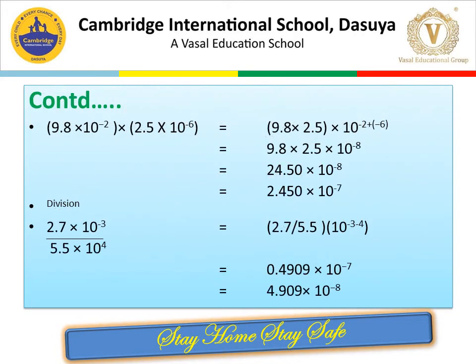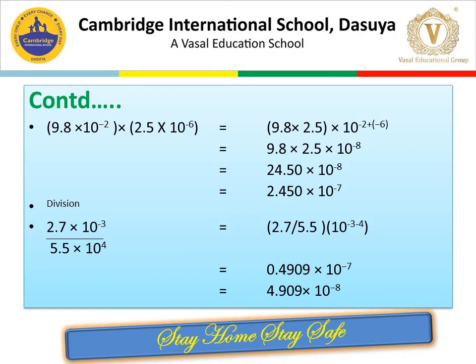We will take another example involving the negative power of 10. Now look at the example: 9.8 into 10 power minus 2, multiplied by 2.5 into 10 power minus 6. So we have arranged the terms together: 9.8 into 2.5 together, and 10 power minus 2 and 10 power minus 6 together. When the bases are the same, powers are added.